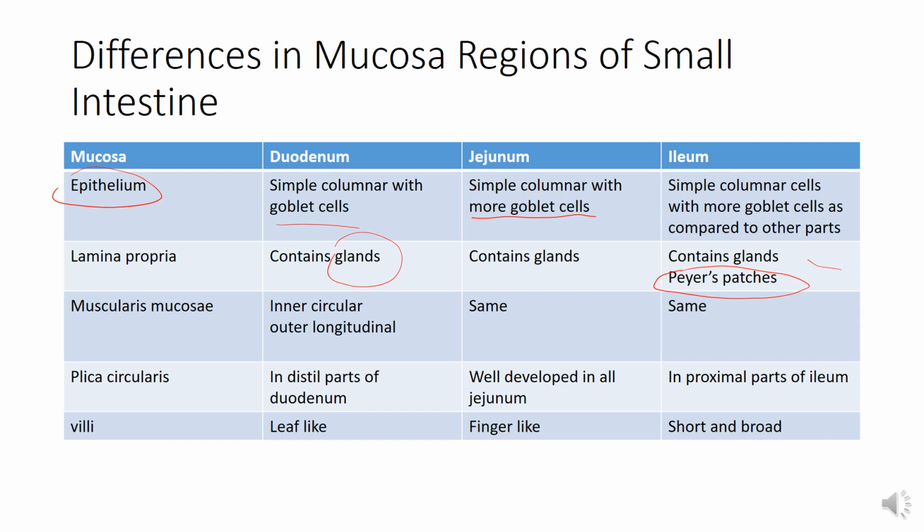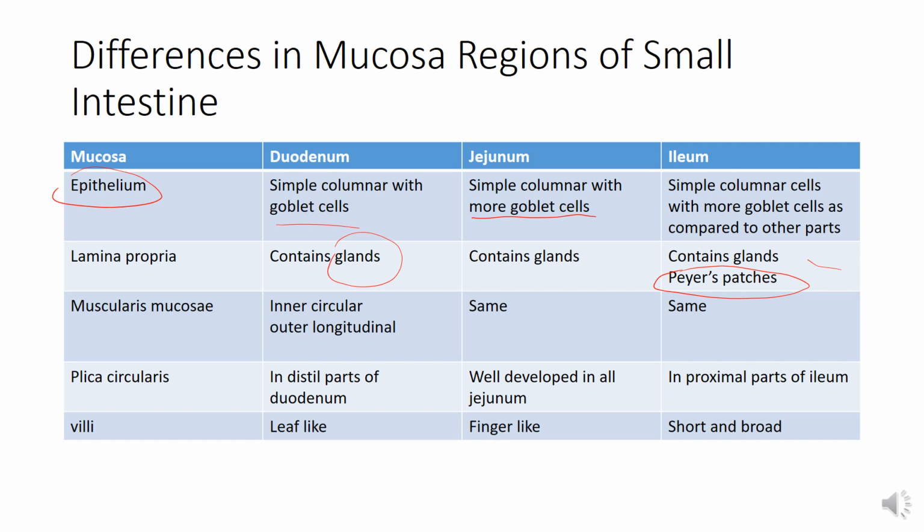Then the surface modifications in the small intestine, the plicae circulares. They start in the distal part of the duodenum, and they are well developed in all of the jejunum, and present in the proximal part of the ileum. So they are absent in the proximal part of the duodenum and the distal part of the ileum, and they are well developed along the whole length of the jejunum.